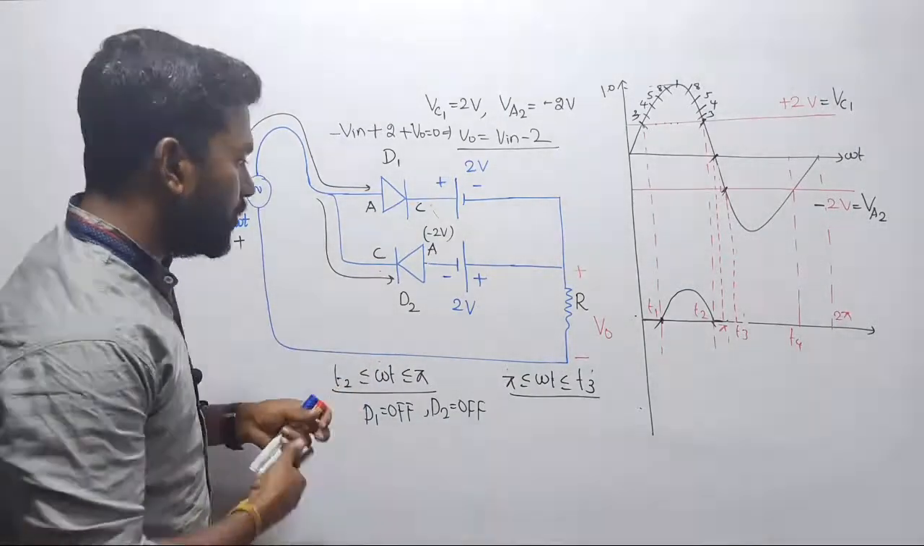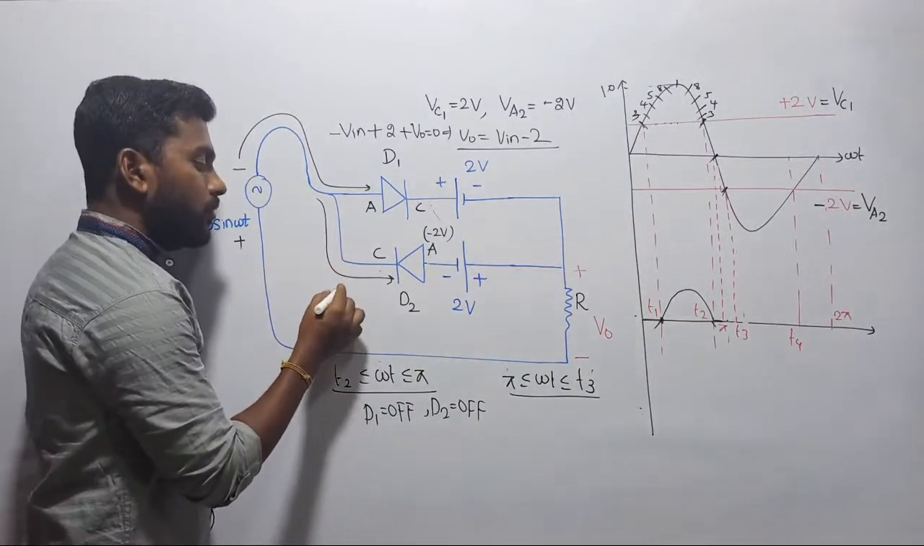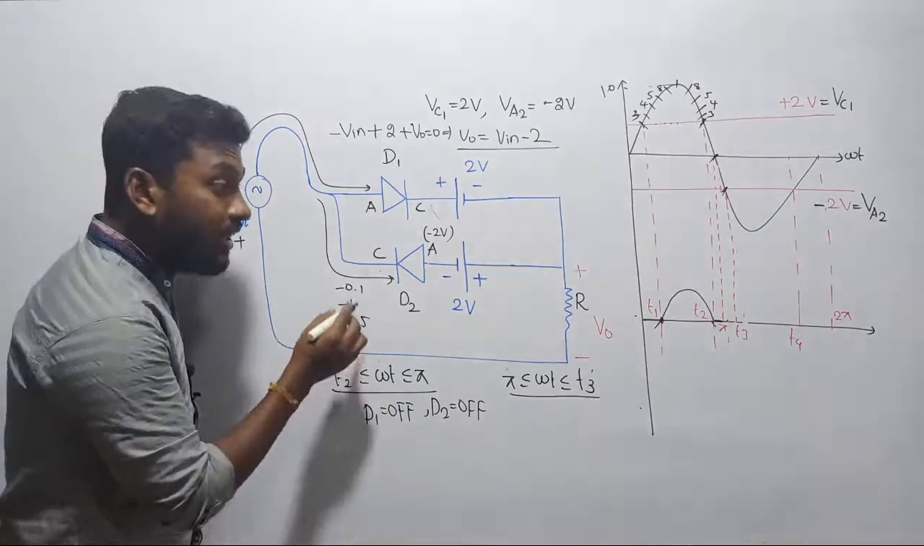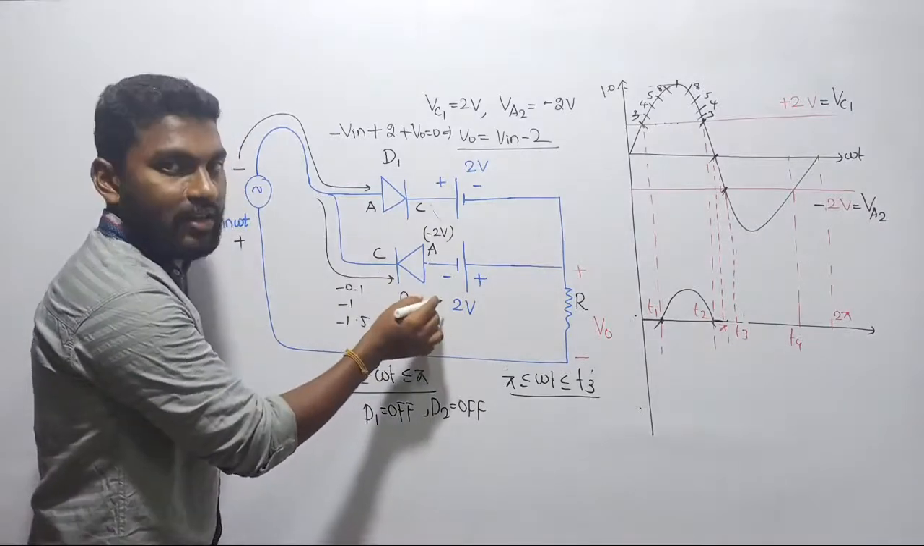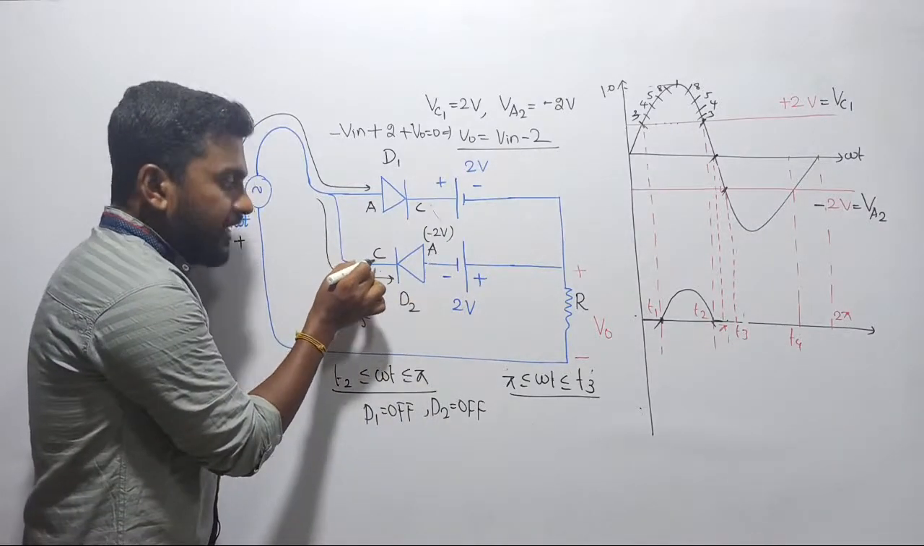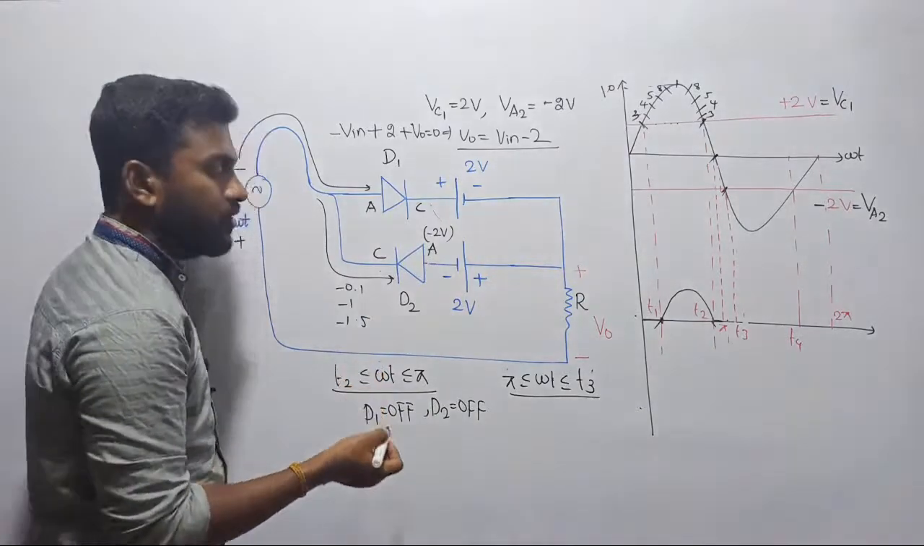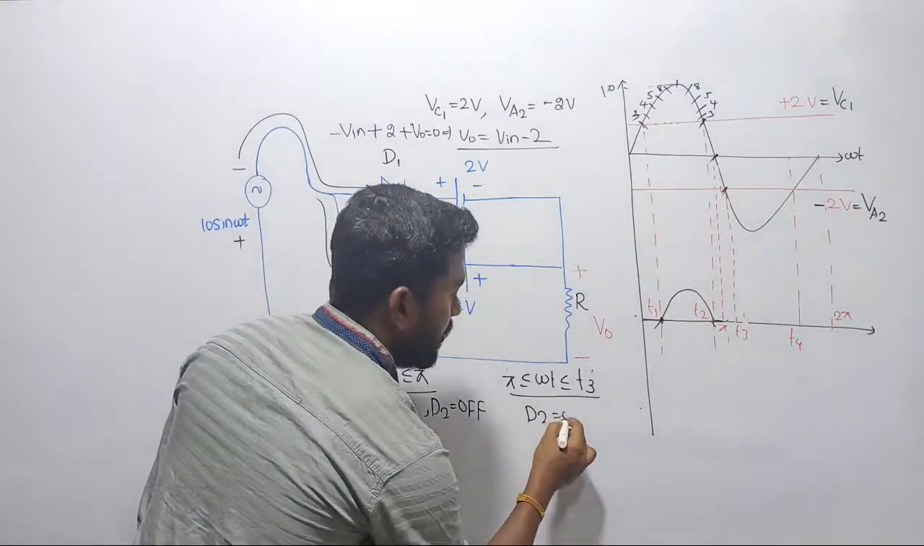But I would like to conclude one more thing. Minus 0.1, minus 1, minus 1.5, minus 1.8, all are greater than minus 2, right? Not less than, greater than. If the voltage across the cathode is greater than the voltage across the anode, can you turn on the diode? No, the diode won't be turned on. So what is the conclusion? Diode D2 is turned off.